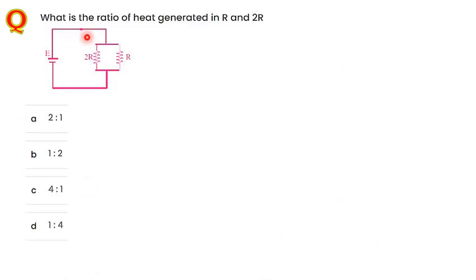Next question here is, what is the ratio of heat generated in R and 2R? So heat generated in R and 2R, both the resistances are connected in parallel. So in parallel, current differs, potential will be the same. See, according to this one, first I just mentioned here, heat generated in case of R, H1 equal to I square R into T. So T is nothing but the time, I square RT.